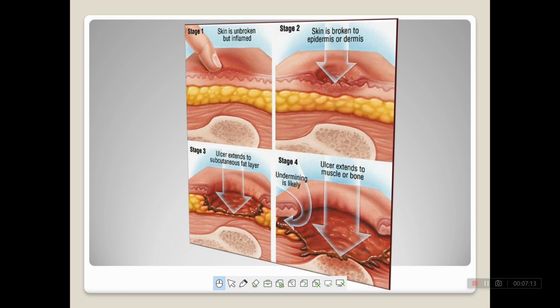And in stage 2, the skin is broken into the epidermis or dermis. Then in the 3rd stage, the ulcer extends to the subcutaneous fat layer. And in stage 4, the ulcer extends to the muscles or bone. It is a severe form of the bed sore.